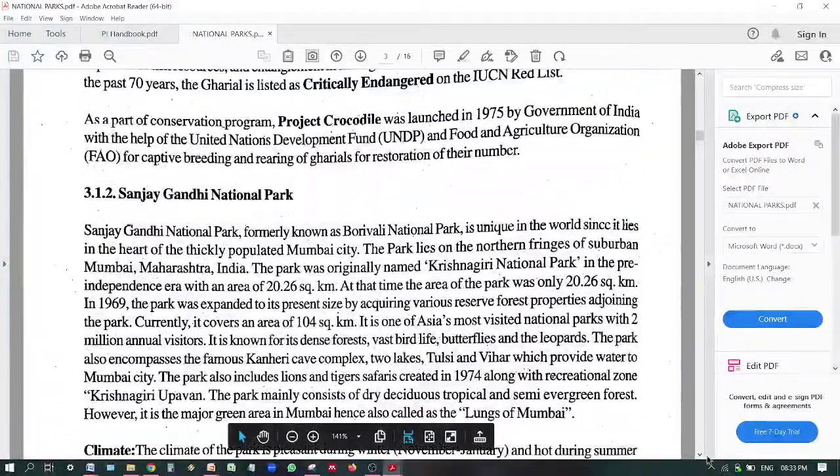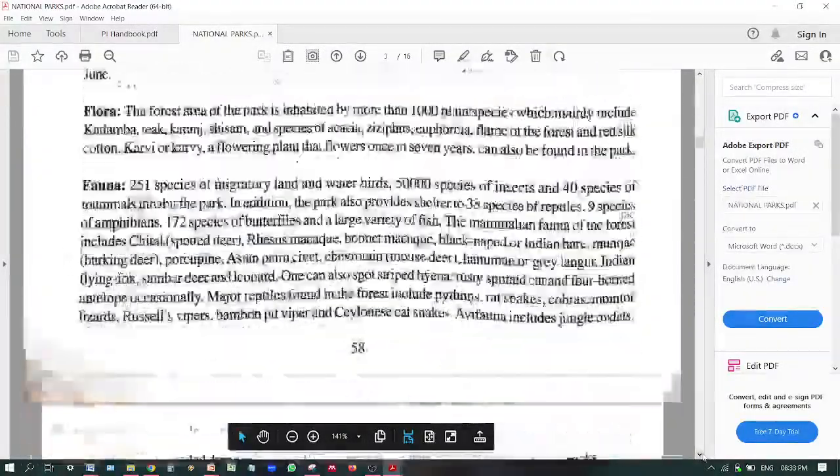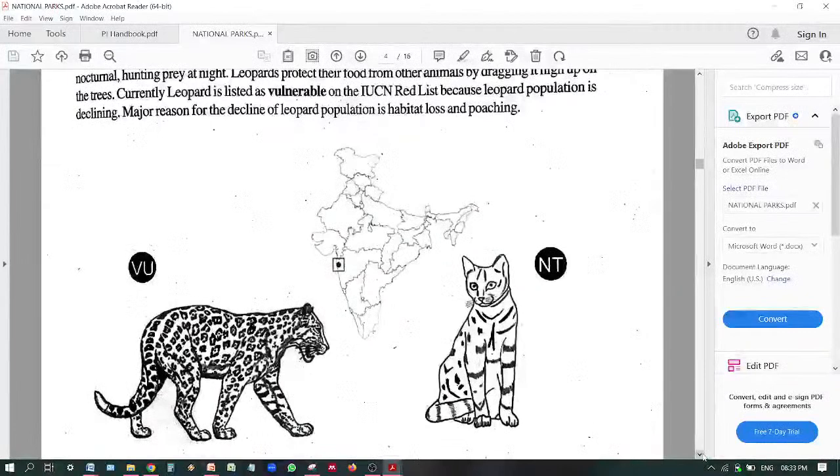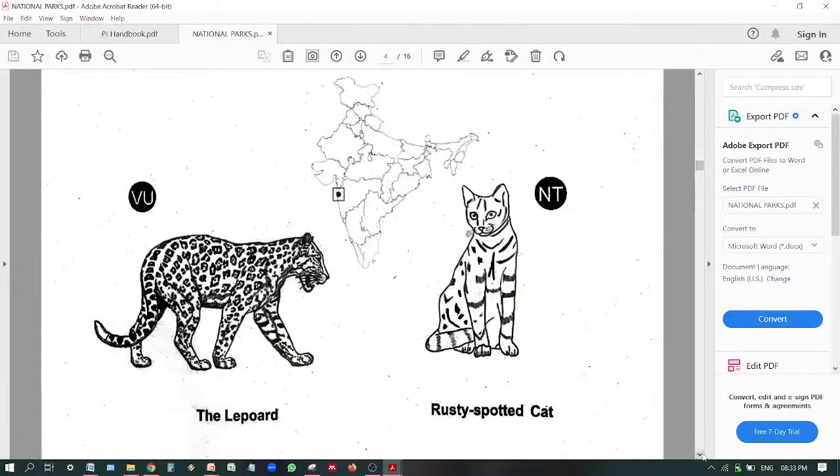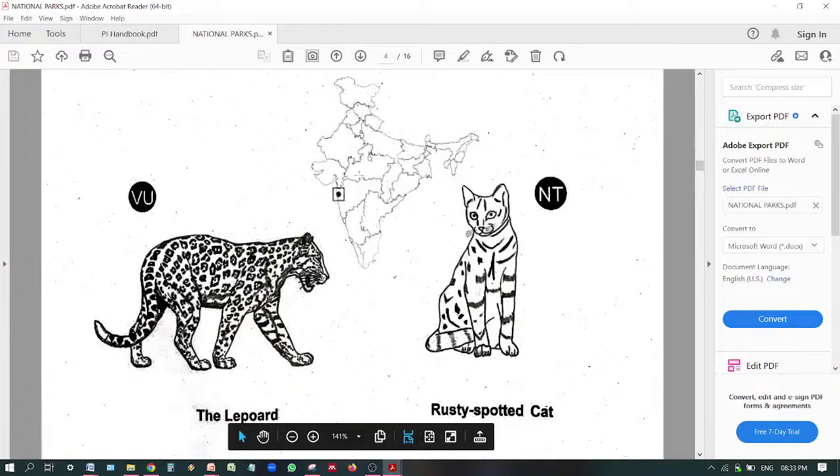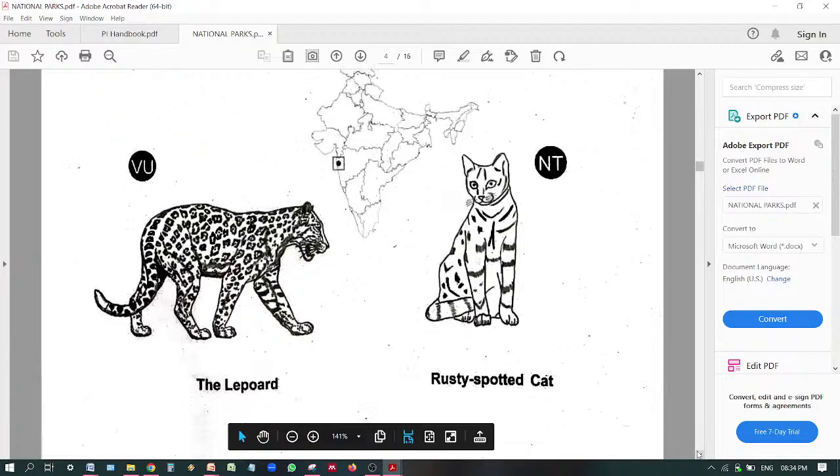Then the next, Sanjay Gandhi National Park. Let us see the representative species of Sanjay Gandhi National Park. It is in Mumbai, Borivali, Maharashtra. So you remember its marking on the map. It is present on the western coast. Okay, so here the representative species of Sanjay Gandhi National Park is the leopard. Leopard is a vulnerable species. Rusty spotted cat is a near threatened species.